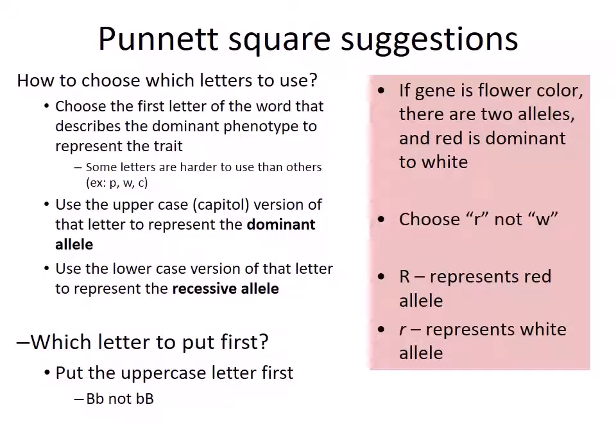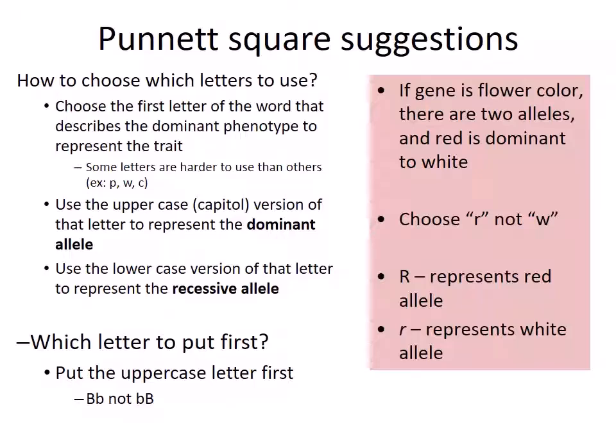When we pick which letter to use, realistically, many genes have accepted abbreviations and letters for them, but I don't expect you to memorize them. So instead, let's choose the first letter of the word that describes the dominant phenotype to represent the trait, although be careful with your letter choice because you want a clear distinction between the uppercase letter and the lowercase letter. Capital P and lowercase p look pretty similar in my terrible handwriting, same with W's and C's, although you can do some things to make that stand out.